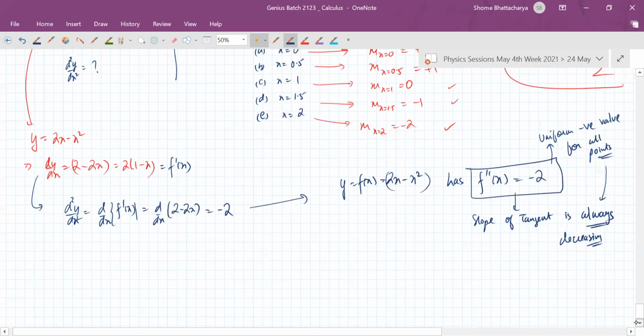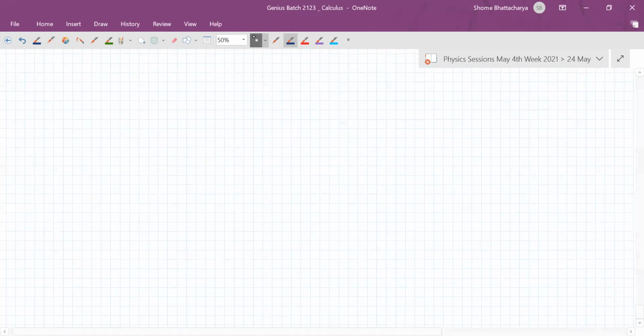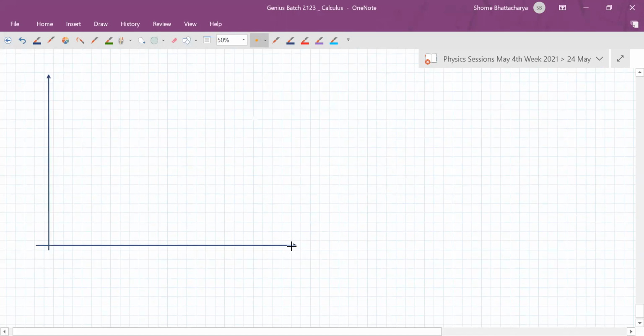Okay, so now let's put together this information in a graph. So let's start with a graph of y is equal to f(x), which was my original function. It was 2x minus x squared. So this was my original function. So I can factorize this and write it as x into 2 minus x.